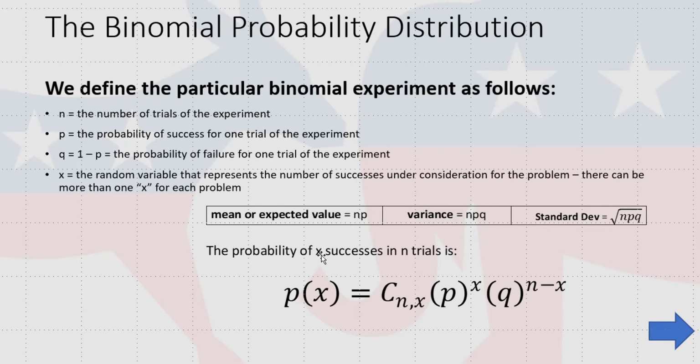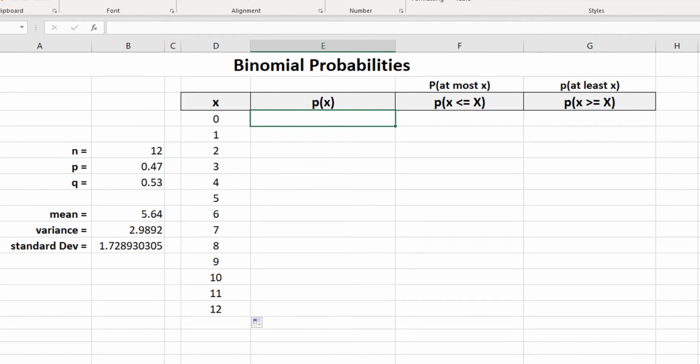The probability of X successes in N trials is P of X equals the number of combinations of N things taken X at a time, the probability of success in one trial raised to the X power, and then Q raised to the N minus X power. That's a pretty long formula, and I'm going to type it in the long way, and we will take it from there. So this is going to equal. We have a combination formula in the spreadsheet. Combine N things. So I'm going to click on this N.